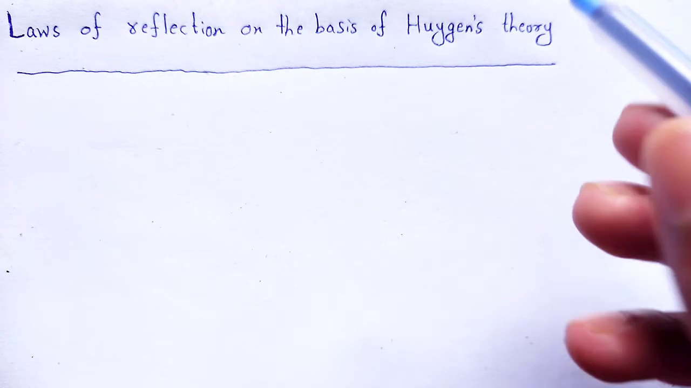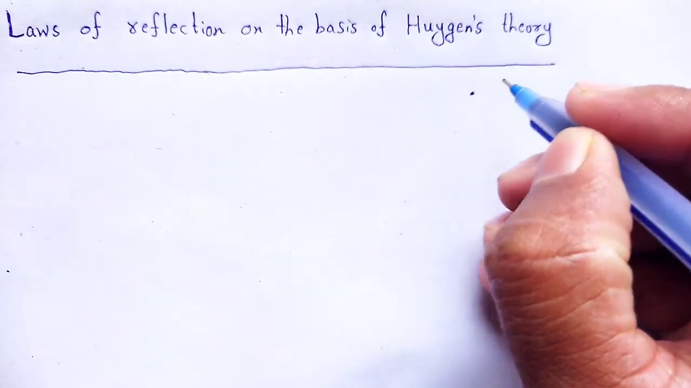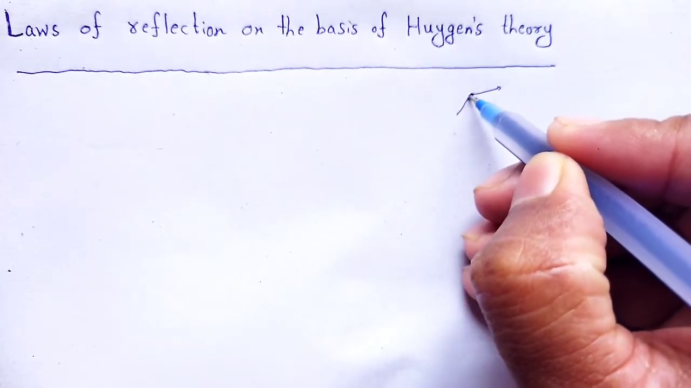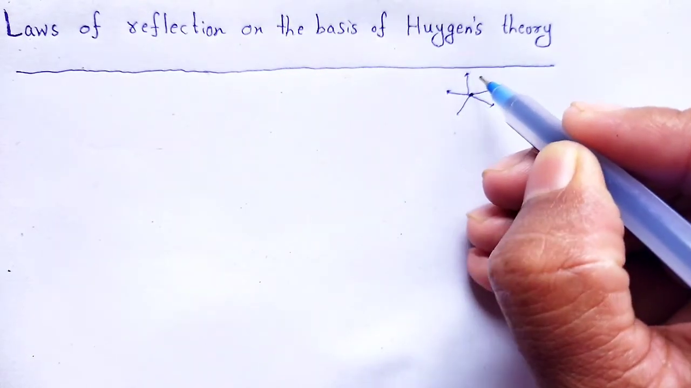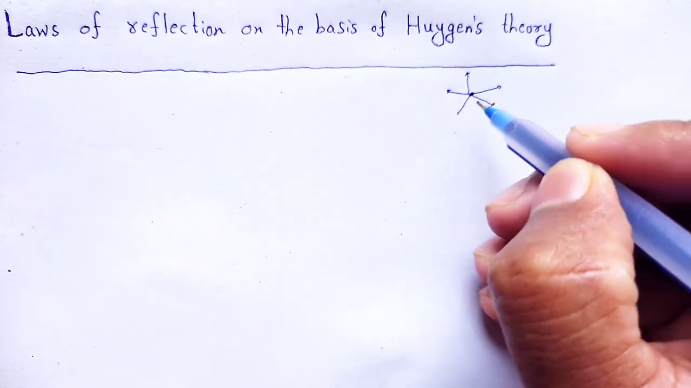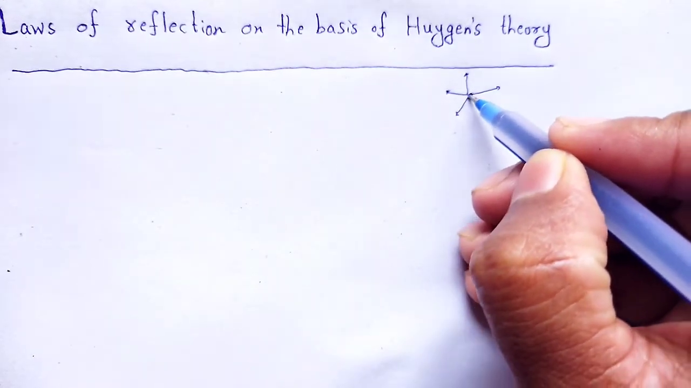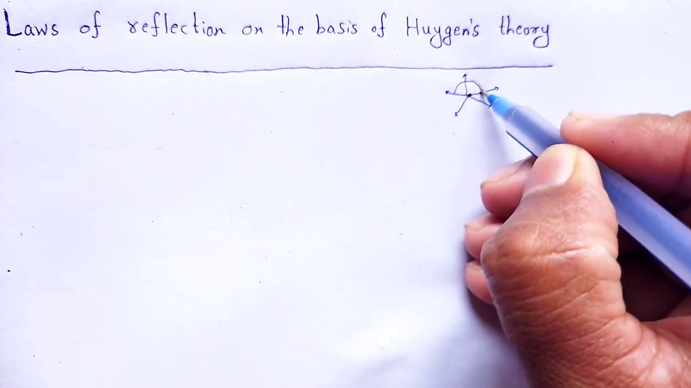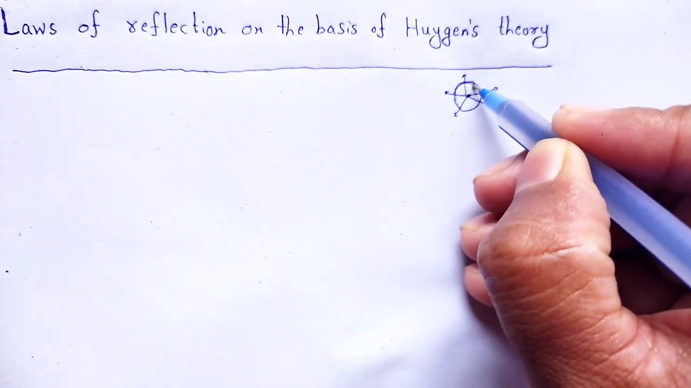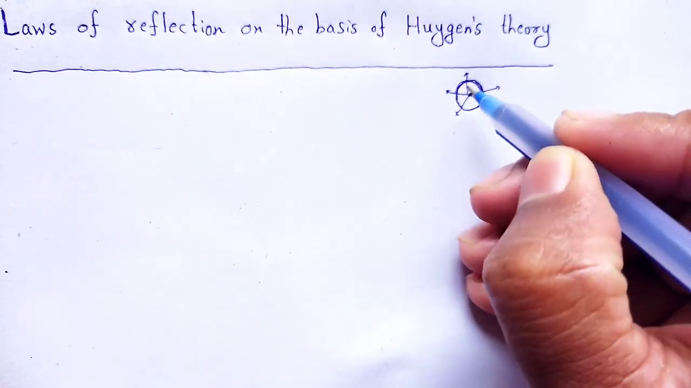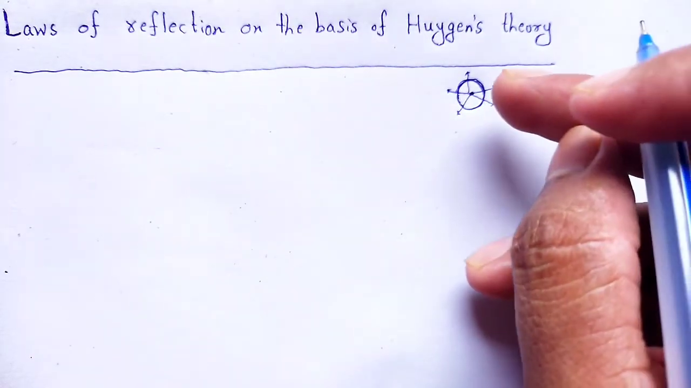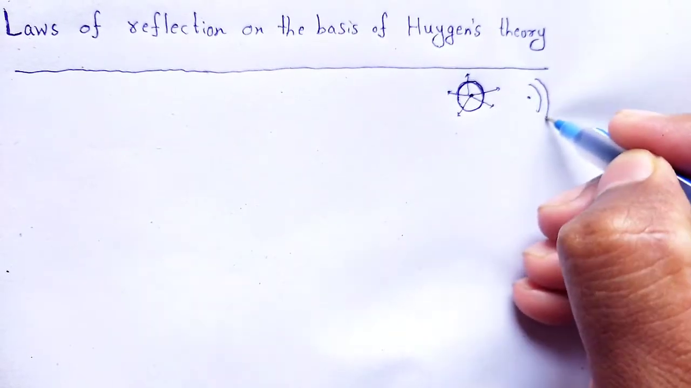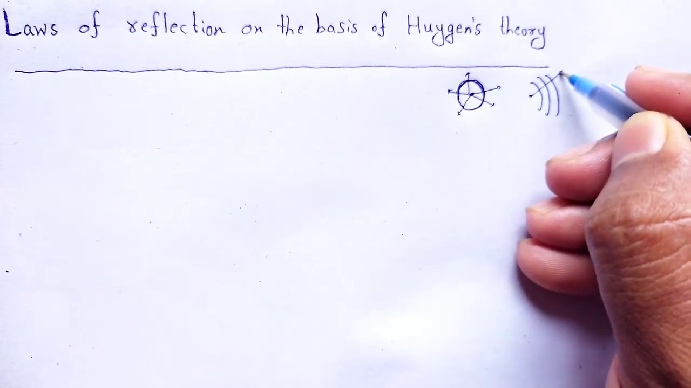If we take a point source, the light emitted from that point source, the locus of all similar points is termed as the wavefront. This is the representation of a spherical wavefront.